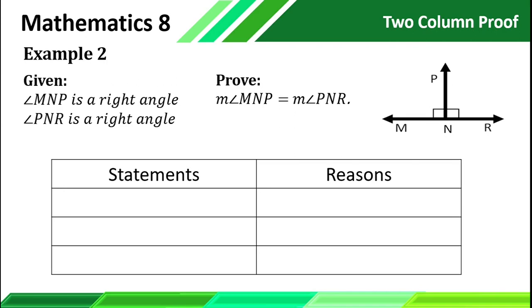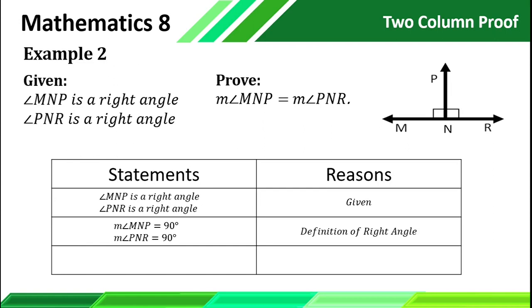Angle MNP is a right angle and angle PNR is a right angle. Prove that the measurement of angle MNP is equal to the measurement of angle PNR. So the first thing that we need to do is to copy our given and put given as a reason. So if angle MNP is a right angle, then we can say that angle MNP is equal to 90 degrees. And if angle PNR is a right angle, then we can say that the measurement of angle PNR is also 90 degrees. Why do we know that a right angle is 90 degrees? It is because of the definition of right angles.